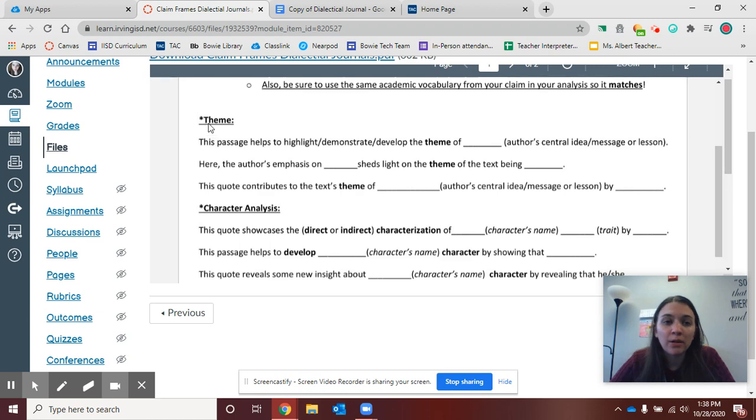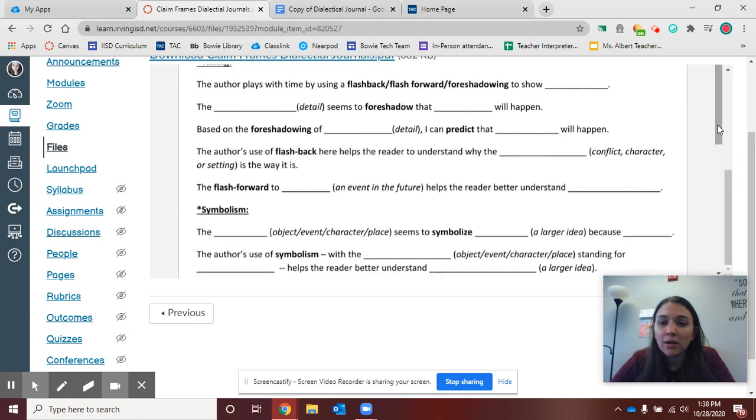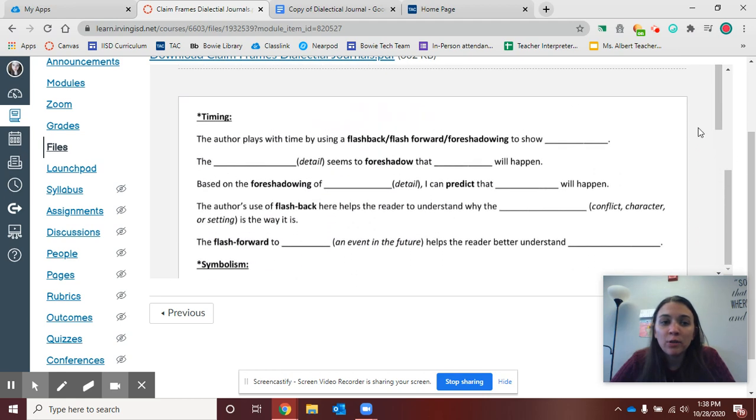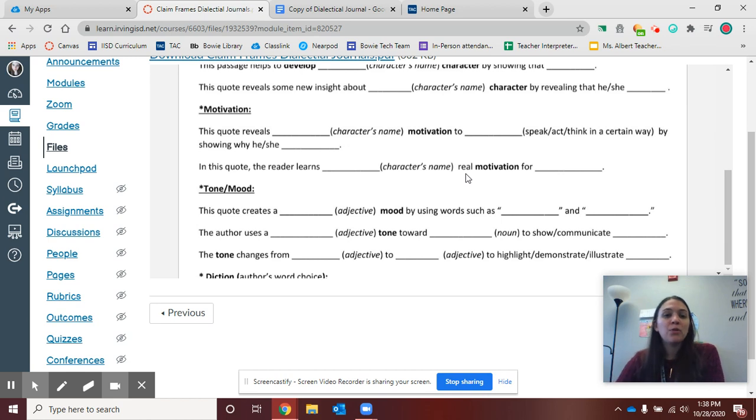So it has some explanation of why to use the claim frames that you can look at, but then it has different categories. So theme or character analysis, motivation, tone and mood, what else? Symbolism, figurative language, etc. So there are several different categories depending on what you're looking at, and it can help you kind of narrow in your focus or pay attention to something.